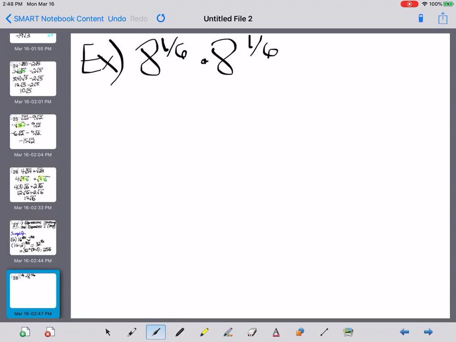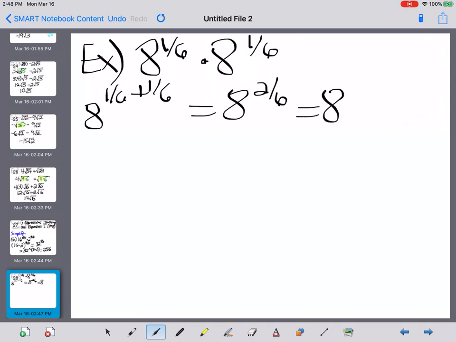Well, same base and same exponent, but since I have the same base, we're going to use that rule of adding exponents since I'm multiplying. So this is going to be 8 to the 1/6 plus 1/6. And these fractions have the same denominator, so that's just going to be 8 to the 2/6, which means 8 to the 1/3, because 2 and 6 both divide by 2, and so it gives me 1/3. And, well, 8 to the 1/3, 8 is a perfect cube, and that basically means the cube root of 8, which is 2. So that's really all we can do on that one.